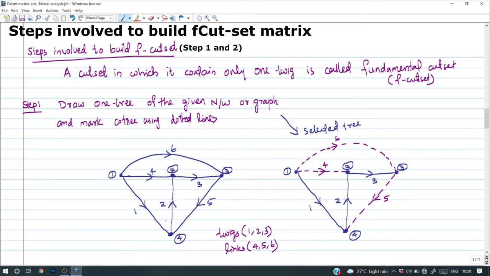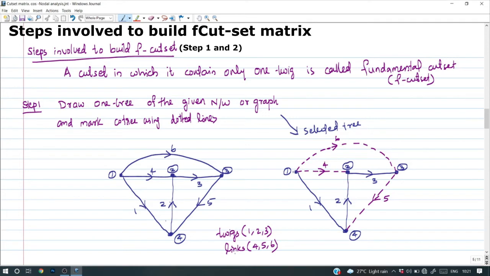From this graph, we are drawing a tree such that it interconnects all the nodes without any closed path. So we took this tree. The branches of this tree are 1, 2 and 3. The branches of a tree are known as twigs. That is, twigs are 1, 2 and 3. The complement of the tree is known as the co-tree. Its branches are usually termed links. So the branches of the co-tree are 4, 5 and 6.